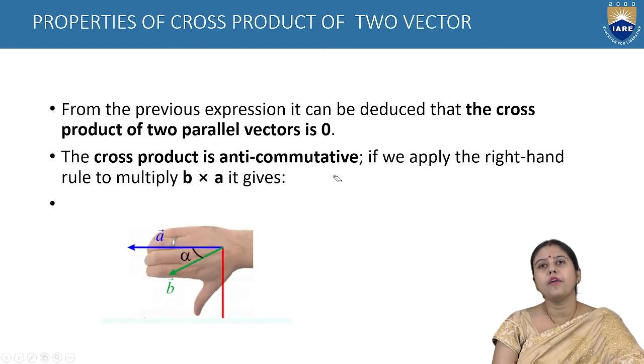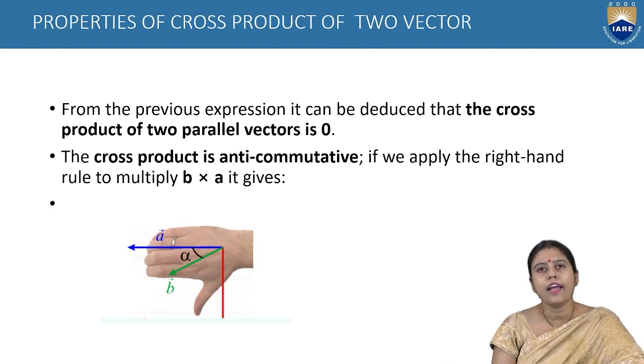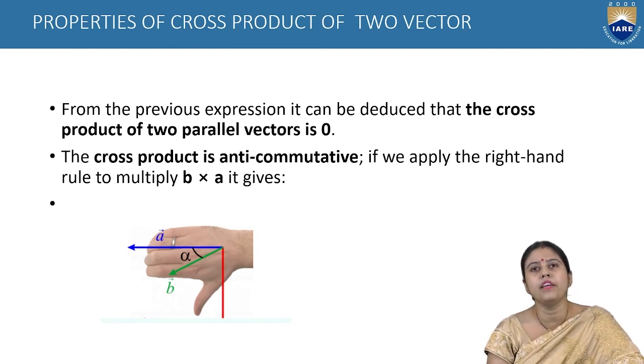Next, if two vectors are perpendicular to each other, the angle is 90 degrees. What does it mean? Angle is 90 degrees means sin 90. So A cross B equals AB.